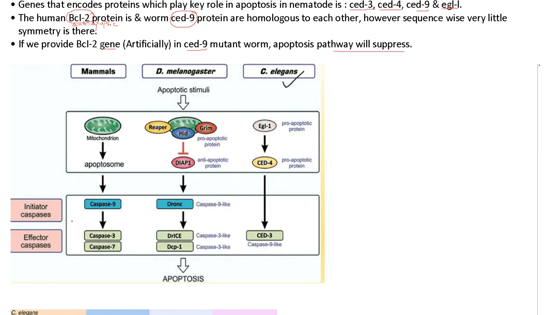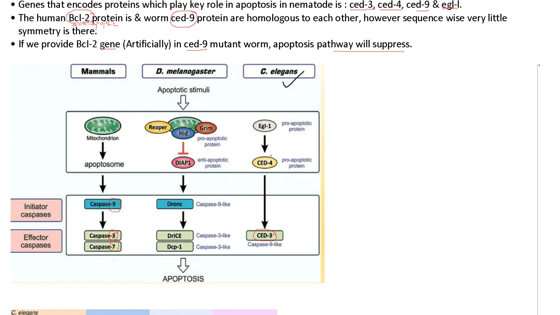So the initiator caspase in mammals is caspase 9 and the effector is caspase 3 or 7 in the intrinsic pathway. In C. elegans, the effector caspase is caspase 3, or CED3. CED3 is the effector caspase.